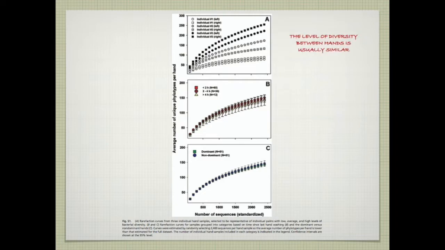The level of diversity between hands is usually similar. In other words, for any particular person, if one hand is highly diverse, then the other hand probably is too. This is no surprise, right? And so these are individuals. Individual 1 here has low diversity on their hands, right and left, 2 and 3.